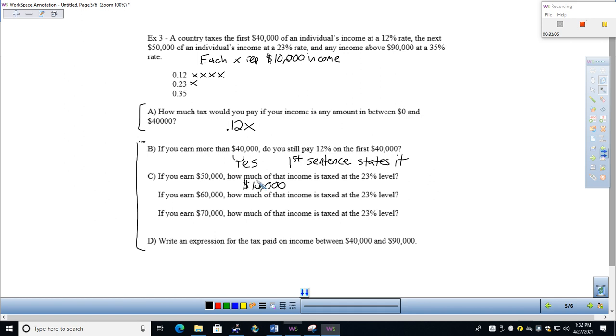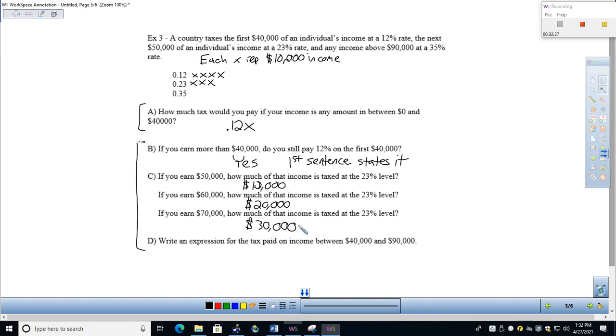If we make $60,000, okay, let's put another 10 in there. So now $60,000. How much is taxed at the 23% level? You can see it right there, everybody. 20 grand. Okay. If we earn $70,000, let's keep it going. There's $70,000. How much of it's taxed at the 23% level? Well, if you notice, it looks like just $30,000.